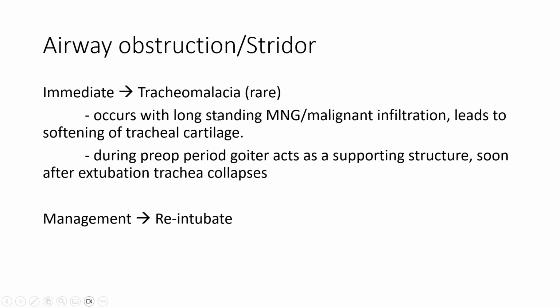This is because with long-standing multinodular goiters or malignant goiters, there can be softening of the tracheal cartilage. Before the surgery, the goiter acts as a supporting structure, but soon after extubation, the trachea collapses. So how we manage this is we have to re-intubate, stabilize, and then later on slowly try and extubate.